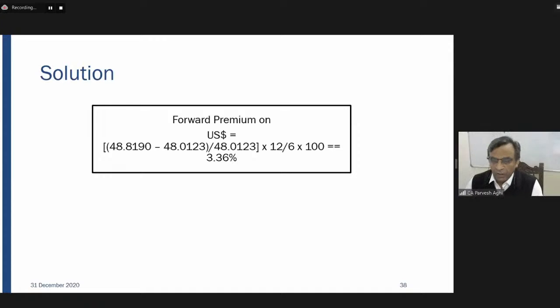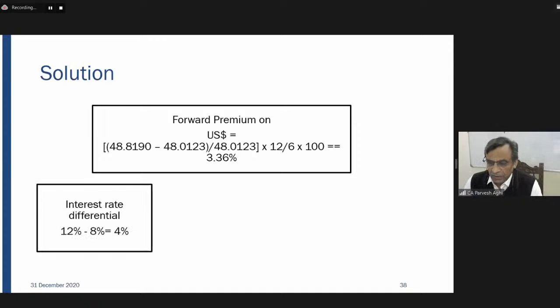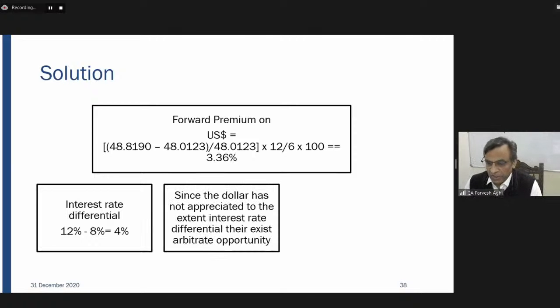Now, if you see, the interest rate in India is 12% and in America it is 8%. So the interest rate differential is 4%. That means the dollar should have appreciated by 4%, but it has appreciated only by 3.36%, which means that there is a chance of arbitrage. Since the dollar has not appreciated to the extent of the interest rate differential, there exists an arbitrage opportunity.